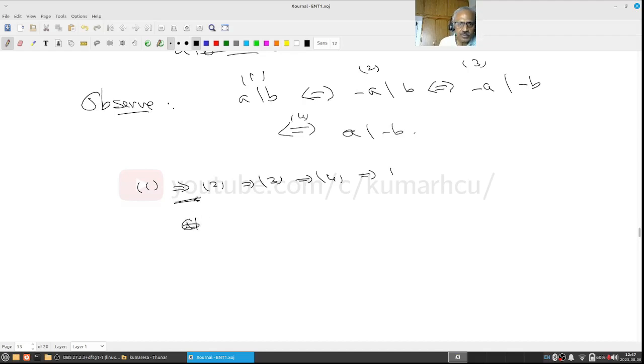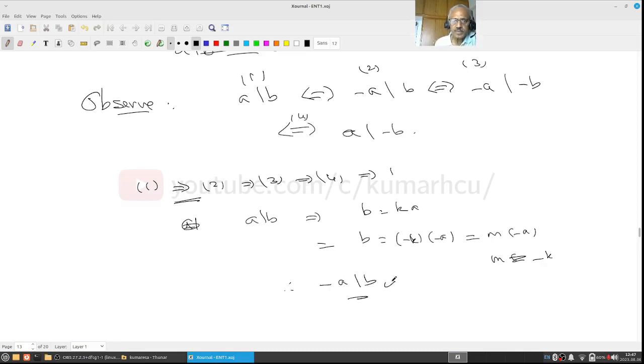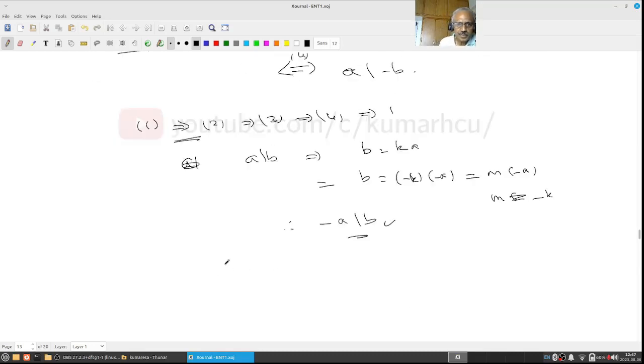So let us look at 1 implies 2. A divides B, therefore B equal to K times A. Therefore, this I can write as B equal to minus K times minus A. Therefore, it is M times minus A, where M equal to minus K, therefore it shows minus A divides B. Do you know how to write down the proof? Pause, review, proceed, write down the proof.